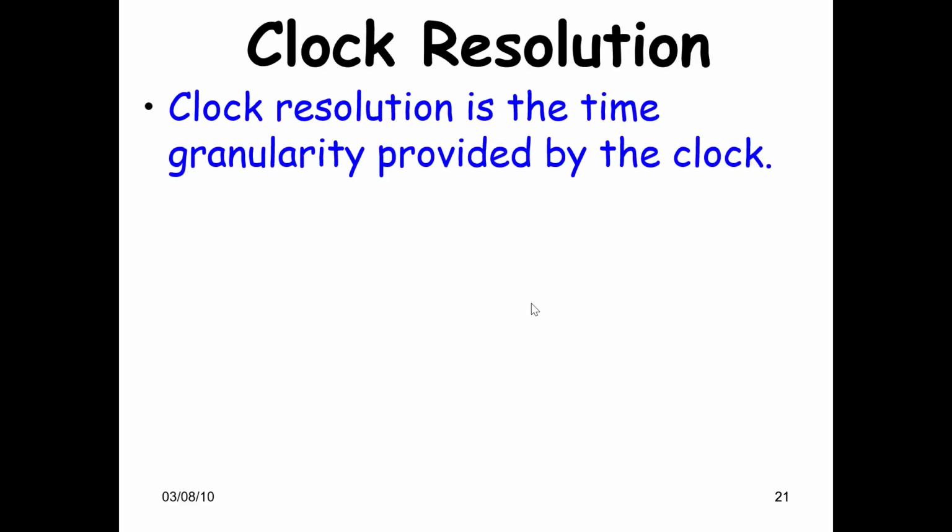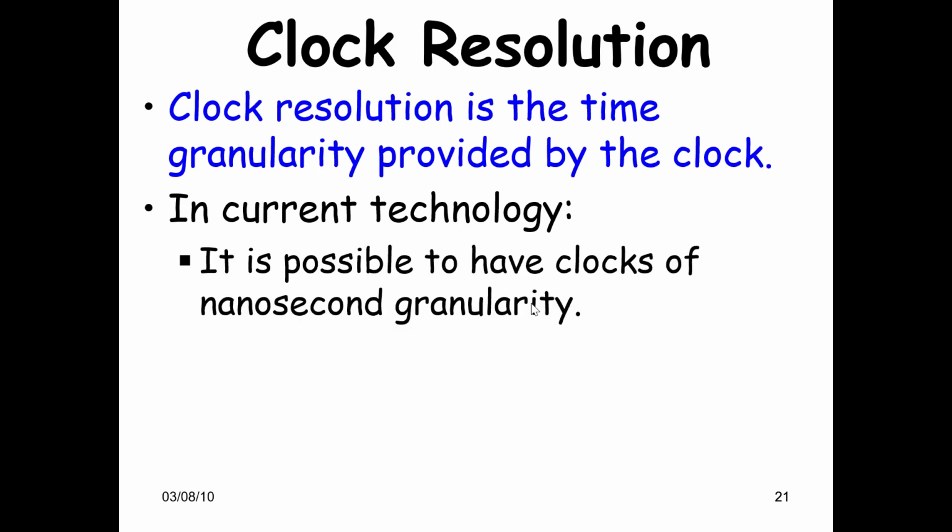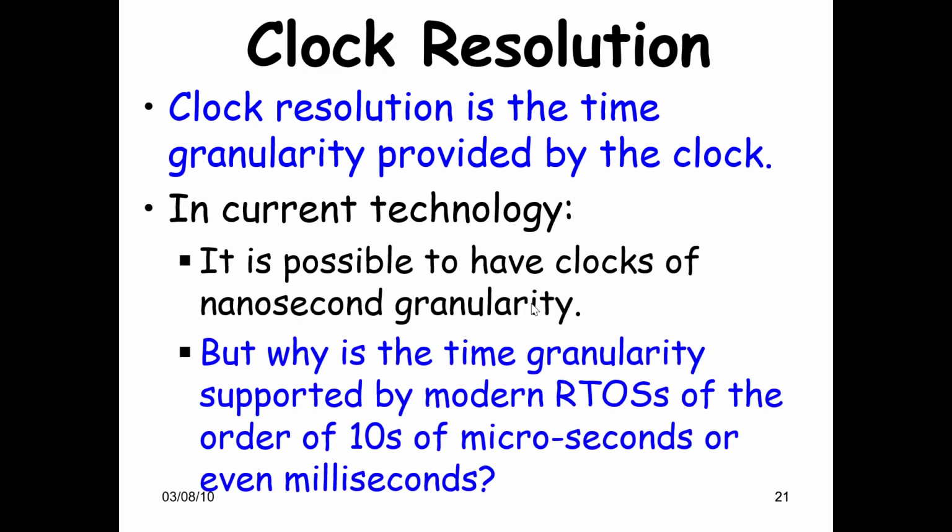Clock resolution. It is the time granularity provided by the clock. So it is possible to have clocks of a nanosecond granularity. But also you can have extremely high resolution timers, or you can have moderate resolution timers at the level of tens of microseconds or even milliseconds.